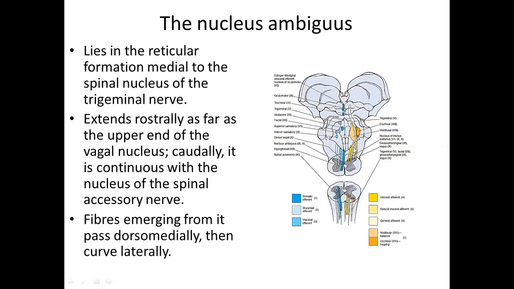So it extends rostrally as far as the upper end of the vagal nucleus, the nucleus ambiguus, and caudally it is continuous with the spinal accessory nucleus, since it is giving rise to the cranial root of the accessory nerve.